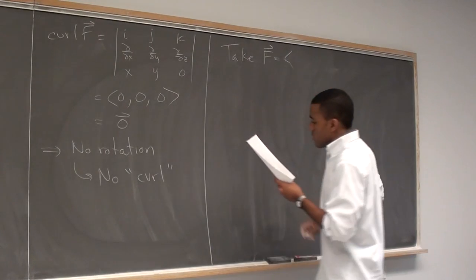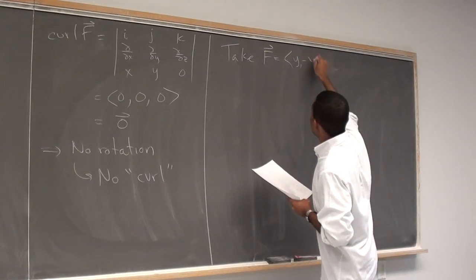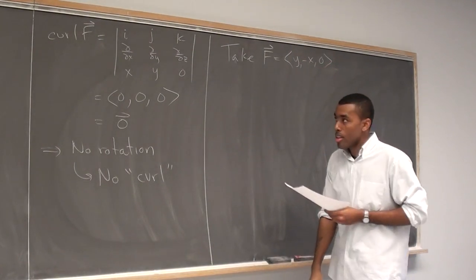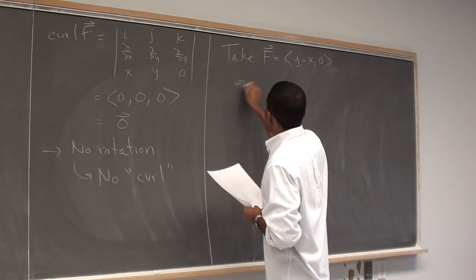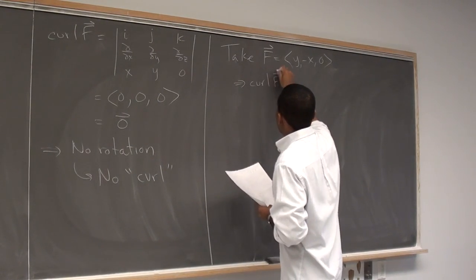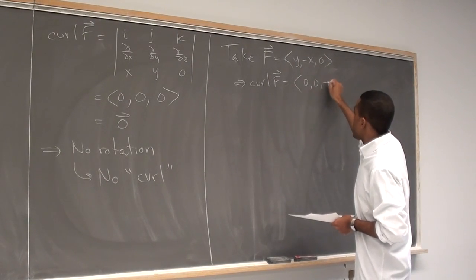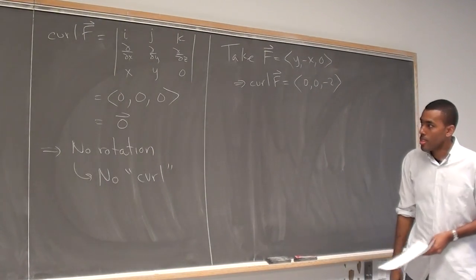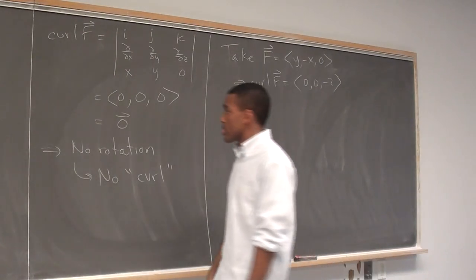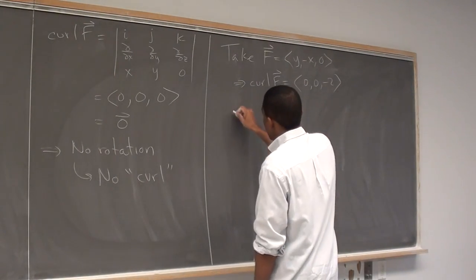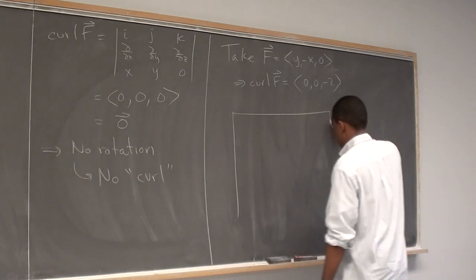Now take F to be this vector field: y, minus x, comma 0. If you compute the curl of this, you'd actually get 0, 0, minus 2. So this is a non-zero vector for the curl. What's going on? Well, we can draw a picture of this. Yeah, it spins.